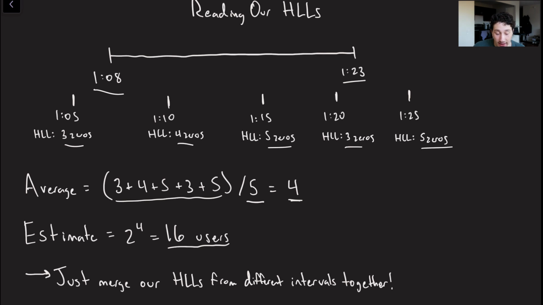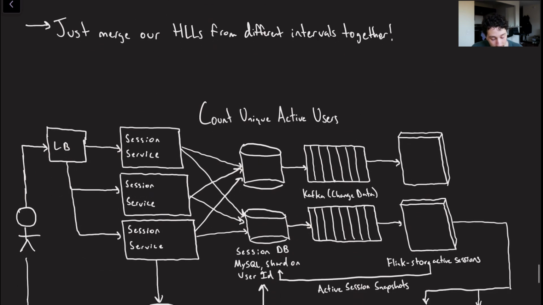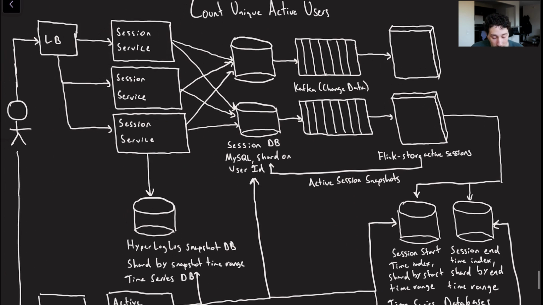So basically, we're just going to be merging our HyperLogLogs together from all the different intervals and taking our best guess. Of course, this is an approximation, but we don't care. As long as it's approximate enough and accurate enough, then this should suffice, and it's also just going to be a lot cheaper because now we don't have to buffer all of these user IDs in memory on a bunch of different Flink nodes.